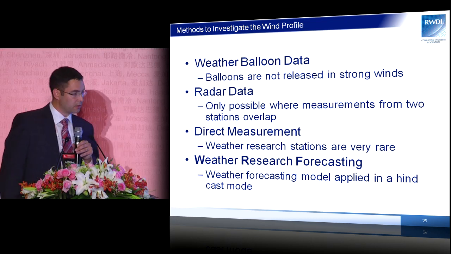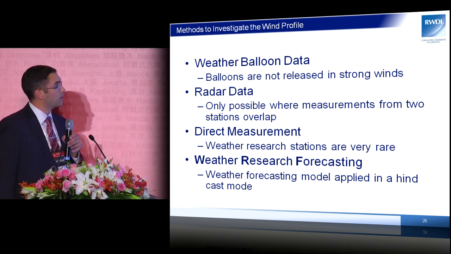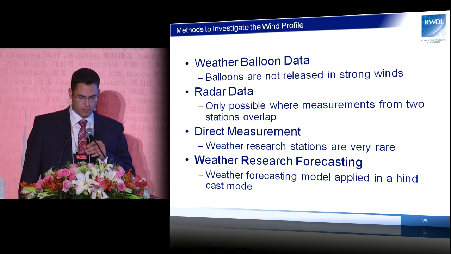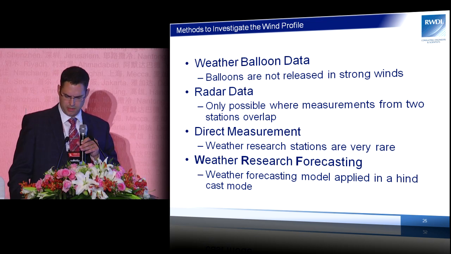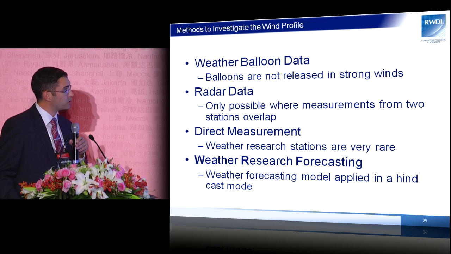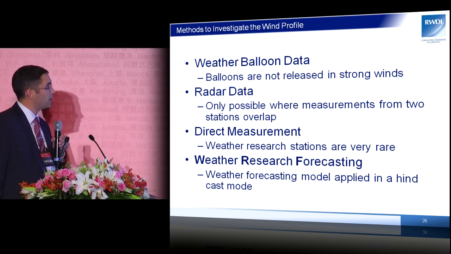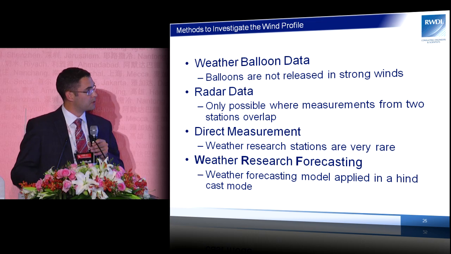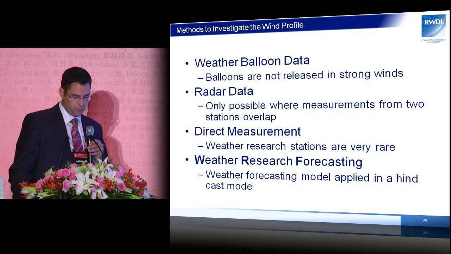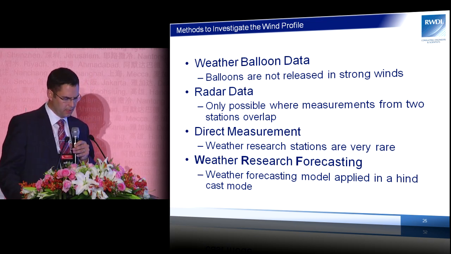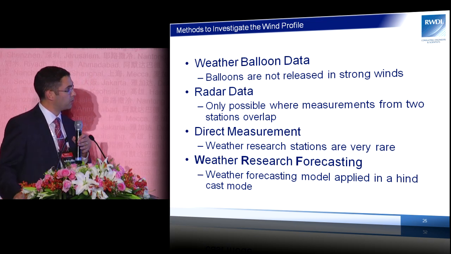And there are a few different ways that we can do that. Weather balloon data: the real drawback is that weather balloons are not released in strong winds. So it doesn't actually give us any data for the design event, or something that may look like a design event. Radar data shows some promise, but it's only possible where the radar sweeps, or the measurements from two stations overlap. A third way is direct measurement, but again, that's quite rare and in the research realm, and it's only a few universities that I'm aware of that have the capability to measure profiles.